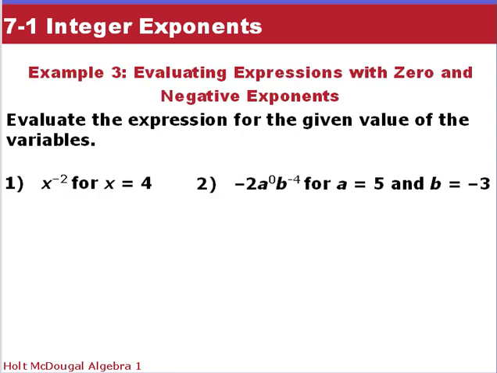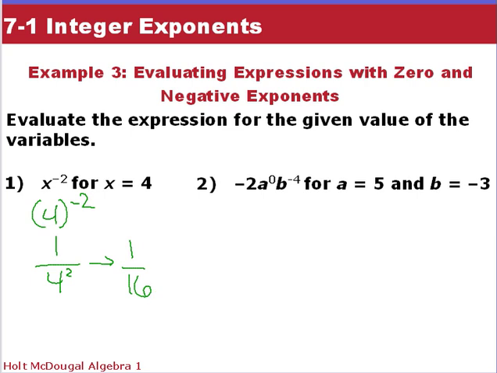Now we're going to evaluate expressions given a variable. So here we have x to the negative 2, and we're told x equals 4. So we're going to get 4 to the negative 2, which is going to become 1 over 4 squared, which is 1 over 16.